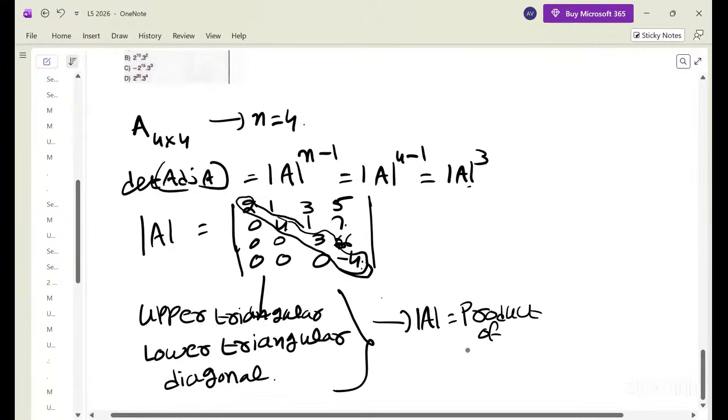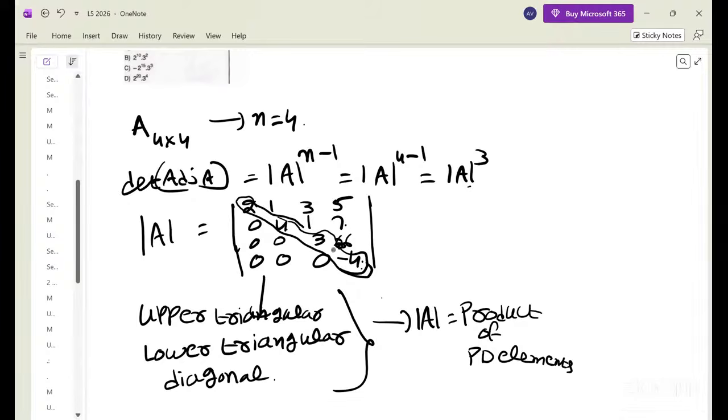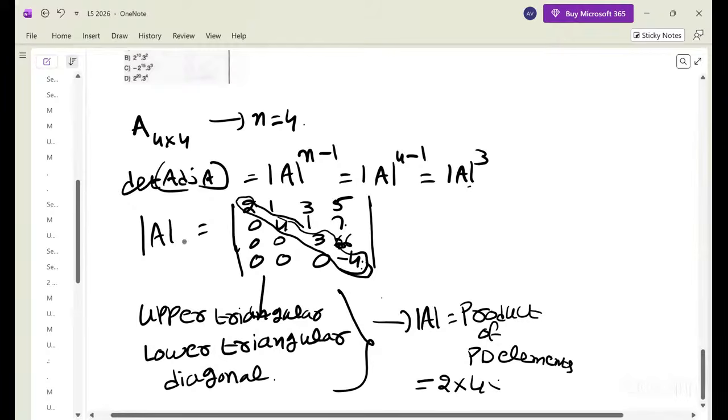Product of principal diagonal elements. So, what are the principal diagonal elements? 2, 4, 3, minus 4. This is the principal diagonal. So, what is the determinant? 2 into 4 into 3 into minus 4. If it is not in any one of these forms, then how to find it, we'll see later.